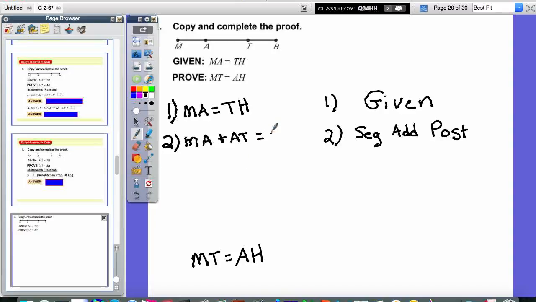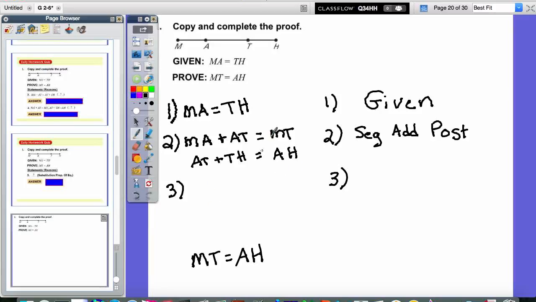Okay, that equals MT. And AT plus TH equals AH. That's the segment addition postulate. Now, just looking at what would work well, trying to decide what would be next, okay? And I would actually give you the statement, you're going to fill in the reason.